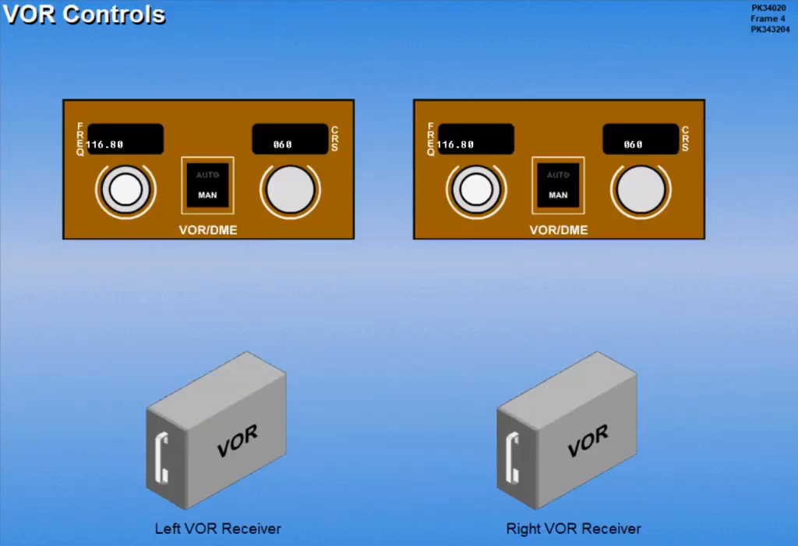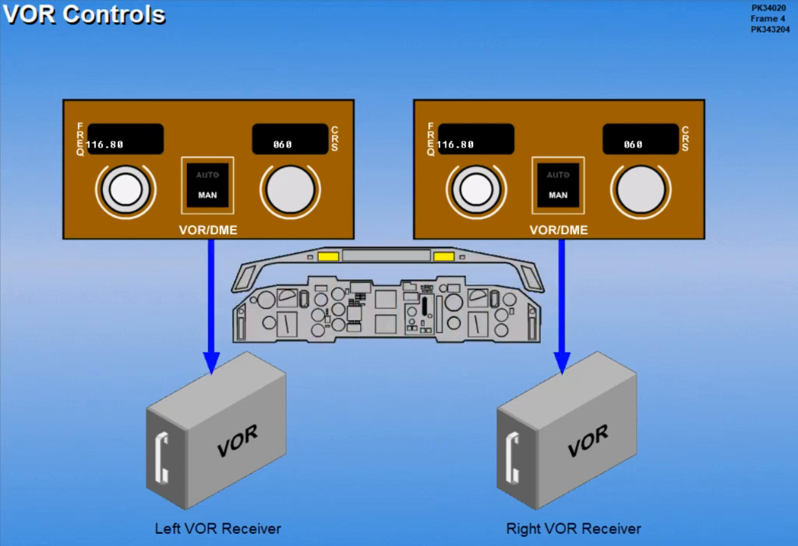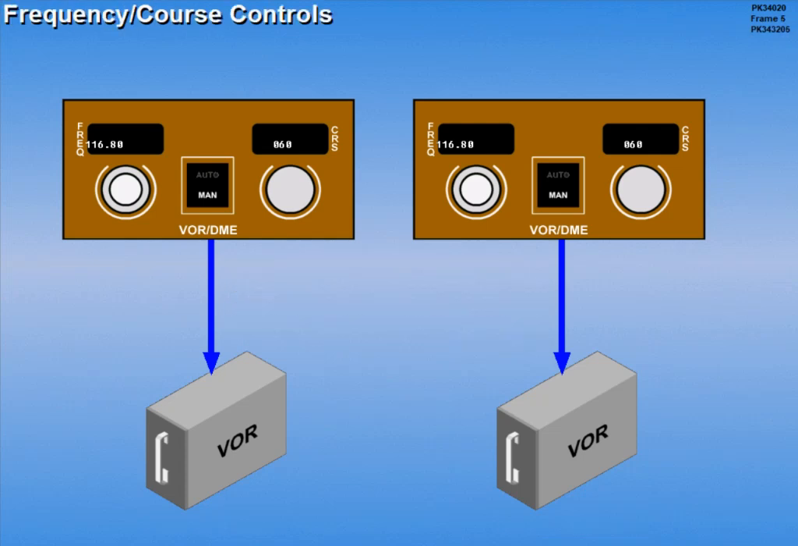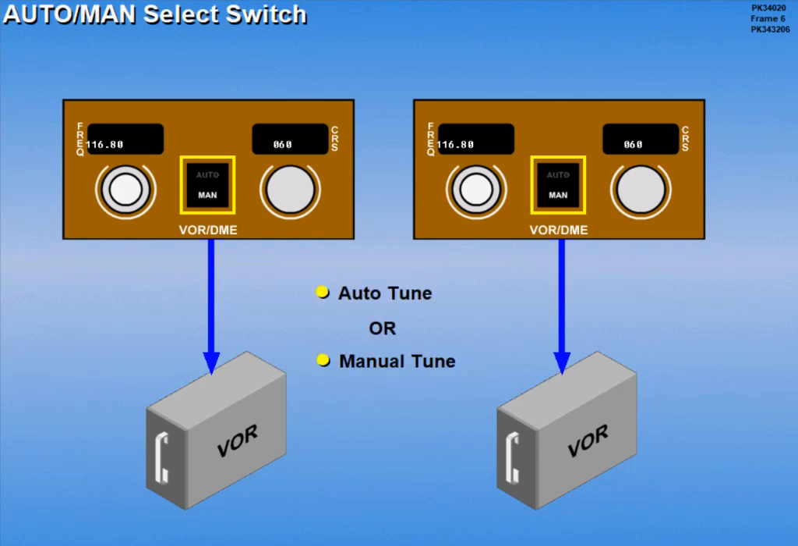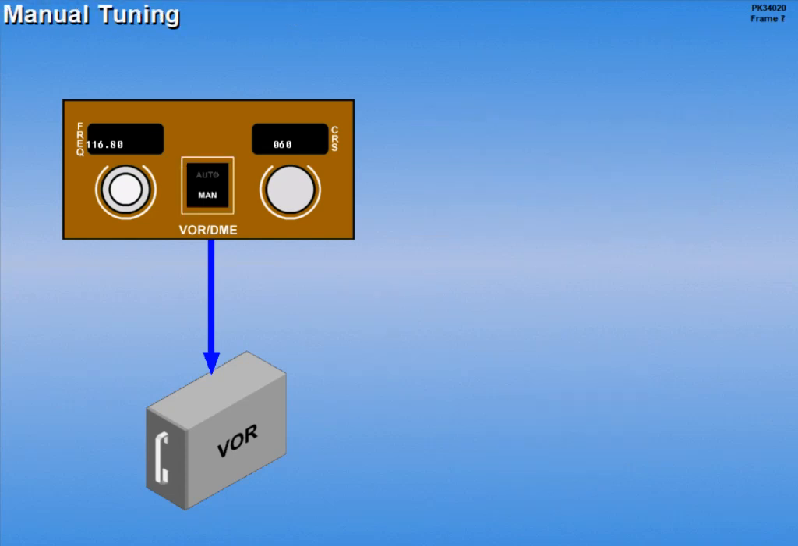The VOR receivers, left and right, are controlled by the respective control panel located on the glare shield. The control panels are identical, with conventional controls for the VOR tuning and course selection. The Auto Manual Select switch allows automatic FMC or manual VOR tuning. With manual selected, the VOR is tuned by manually setting the desired frequency in the frequency indicator.